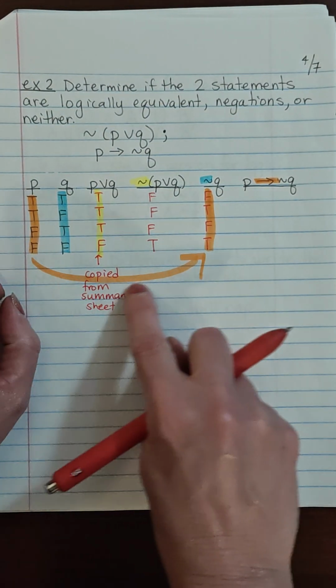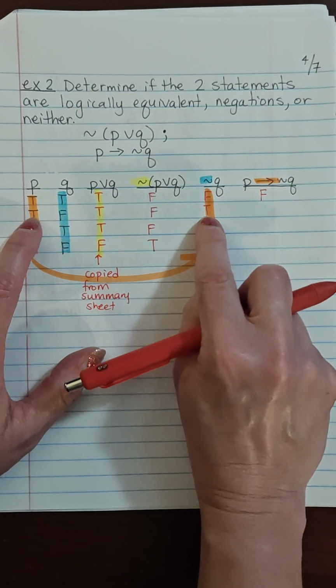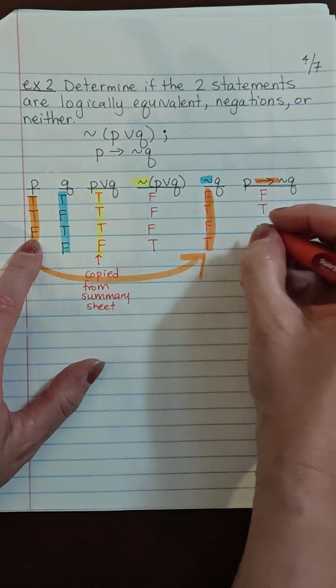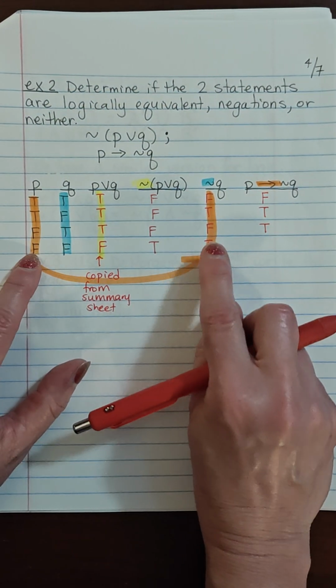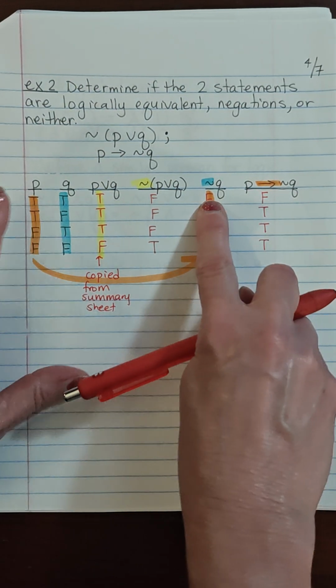All right, so we're going in this direction, left to right. So true to false. Oh, that's the promise broken. True to true, that one's okay. False to false, that one's okay. False to true, that one's okay. The only time it's false is when you go true to false.